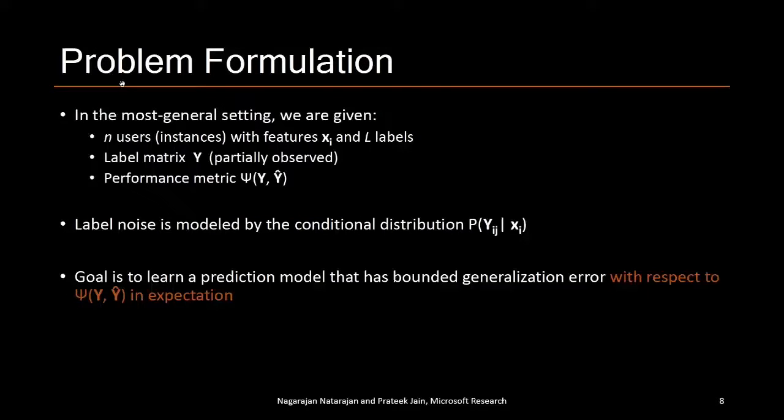So this is the problem formulation. You have n users or instances, users in terms of the Netflix movie example I gave, and each user comes with a set of real-valued features, and you have L labels, or L movies. You have a partially observed label matrix. These are the preferences, binary preferences: likes and dislikes, or a label is associated or not. So that's the partially observed matrix Y.